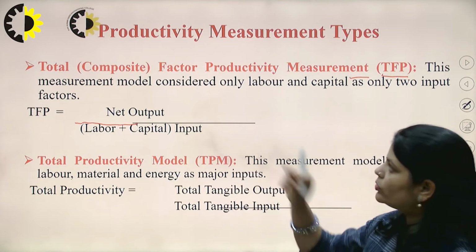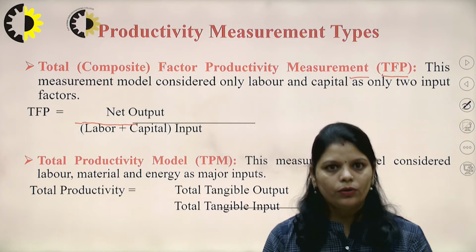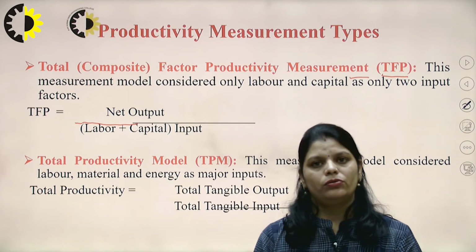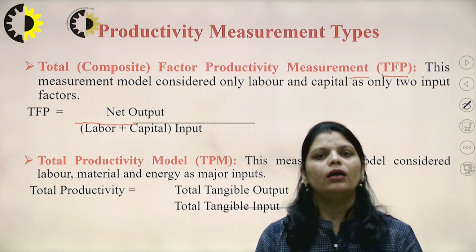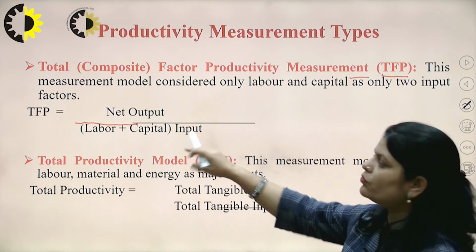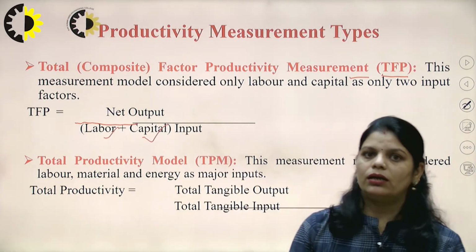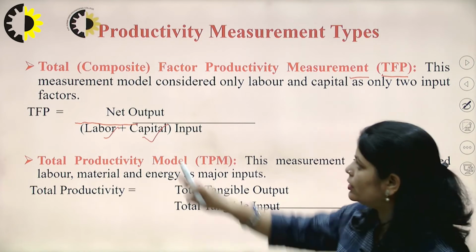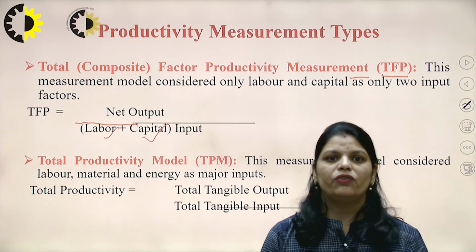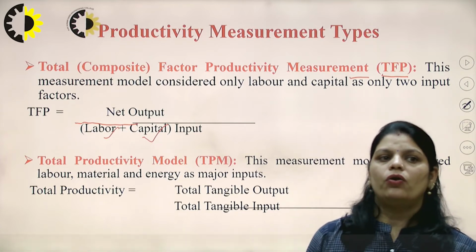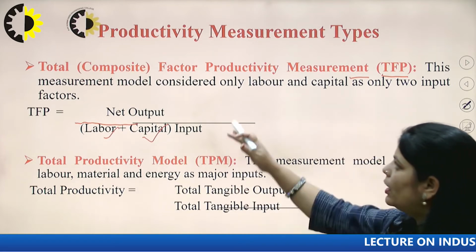If we discuss the disadvantages of this particular model, then it is not a good measure for technological changes. Okay. And other inputs are ignored. Because we are dealing with only two inputs, that is labor and capital, other inputs are ignored in this case. Clear? And the net output does not reflect the efficiency of the production system in a proper way. So these are the disadvantages.